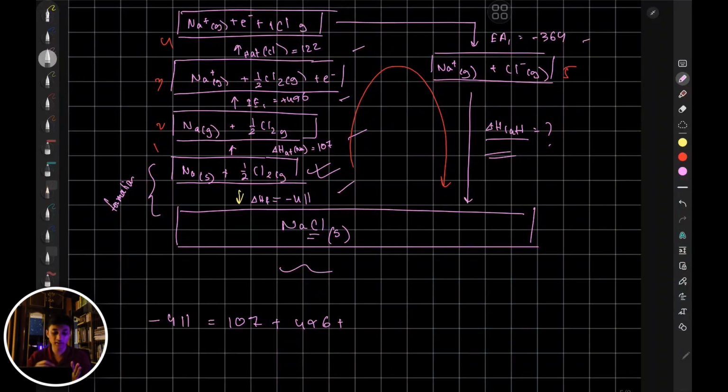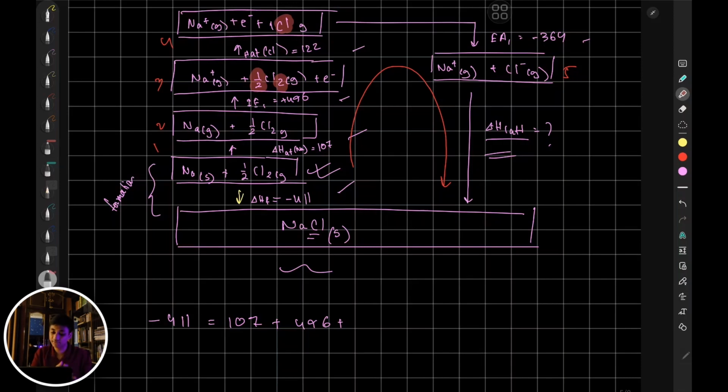It does not matter if you have this half in front of the chlorine atom or this 2 beside the chlorine gas. Does not matter. How many chlorine atoms are you forming in the Born-Haber cycle or for the product? 1 chlorine atom, and that is what matters. Because by definition, enthalpy change of atomization is talking about forming 1 mole of a gaseous atom. So enthalpy change of atomization is only giving you the value of enthalpy change when you're forming 1 mole of a gaseous atom.